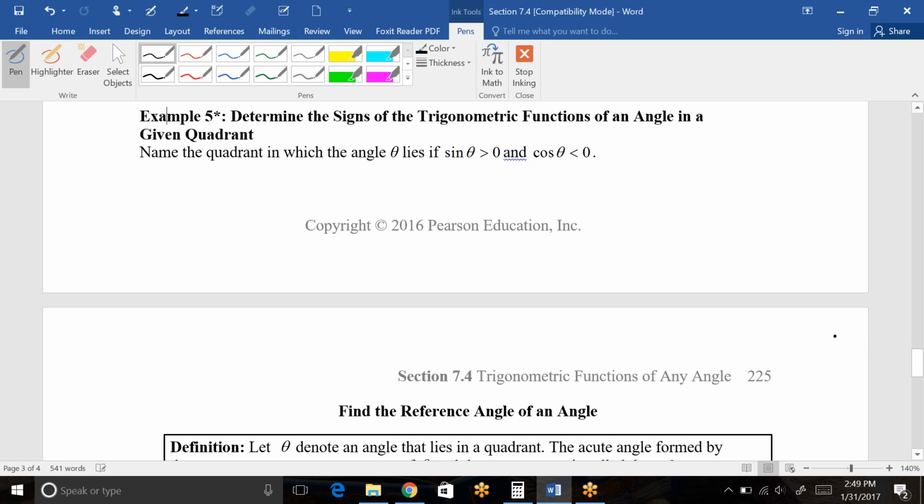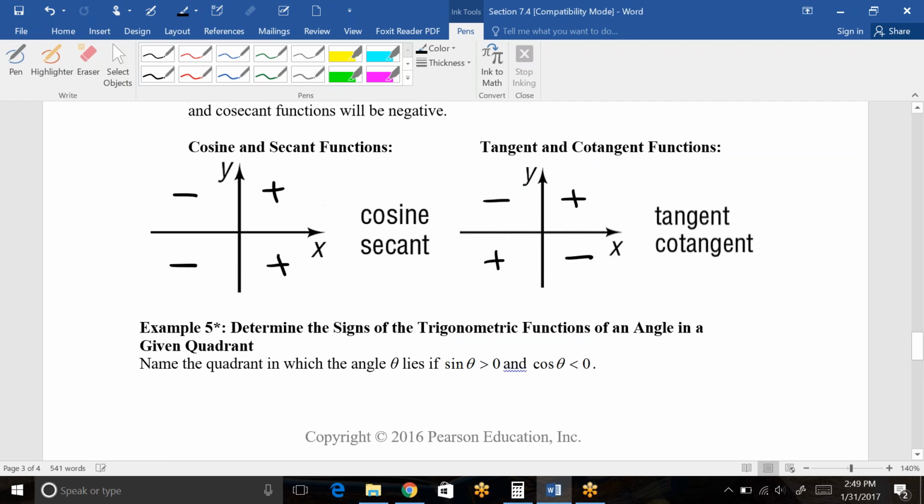Oop, it won't let me go back up. There we go. So sine needs to be positive, but cosine needs to be negative. So it can't be quadrant 1, because this is where everything is positive. In quadrant, the only other place cosine is, or excuse me, I'm supposed to be looking at where cosine's negative.